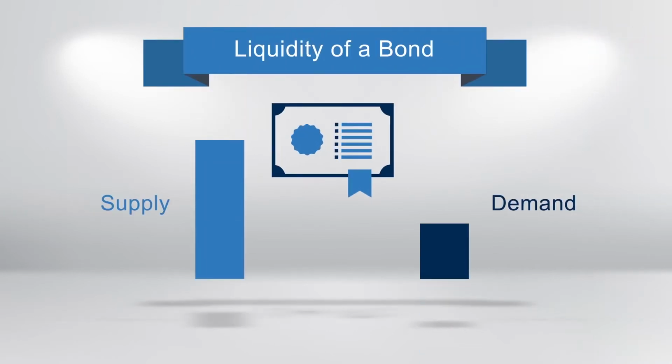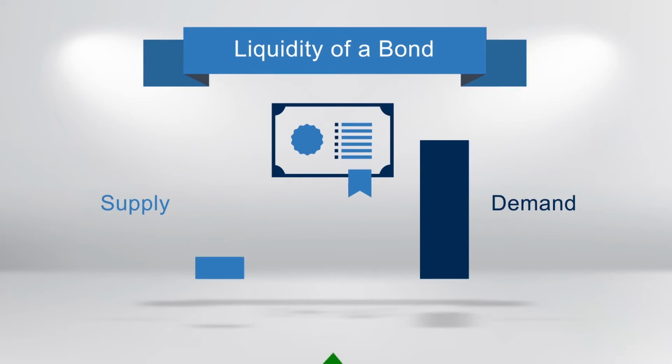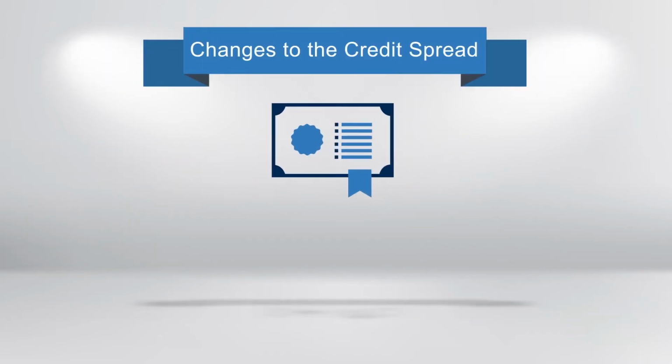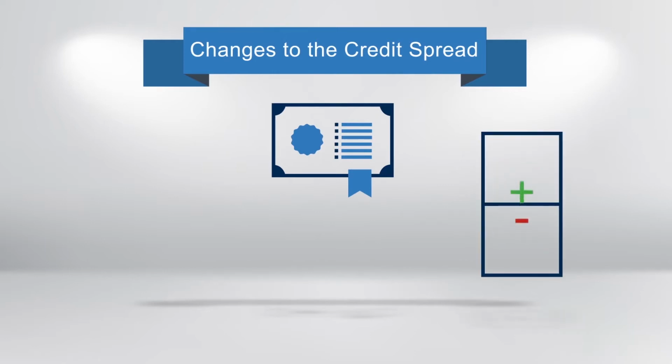The liquidity of the bond. Just like any other traded asset, if a bond is in short supply and many traders want to buy it, its price will go up because of the demand. Changes to the credit spread of the bond. The credit spread is part of the interest rate that affects a bond's price.